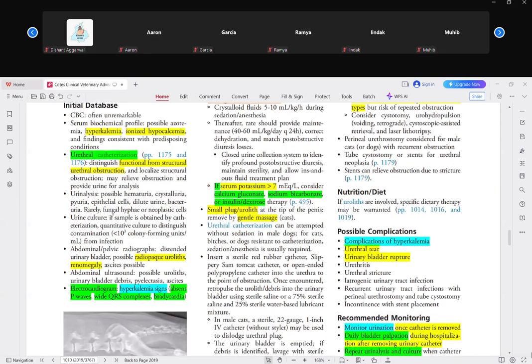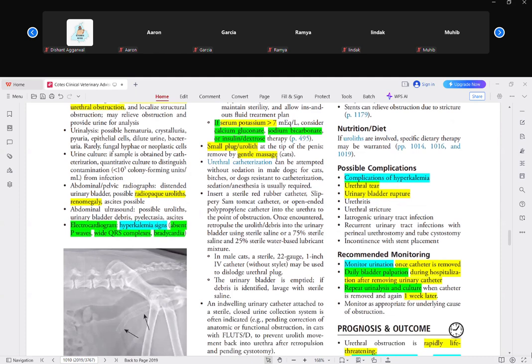After that, gently massage the tip of the penis. Sometimes you find the obstruction just at the tip of the penis, so you can massage it and remove it. Otherwise, after the fluid therapy, you do the urethral catheterization in the male dog without any sedation. If they show some kind of resistance, then you can go for sedation. Put a rubber catheter in the animal.